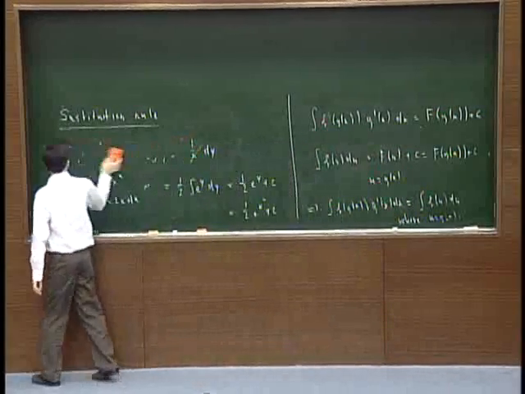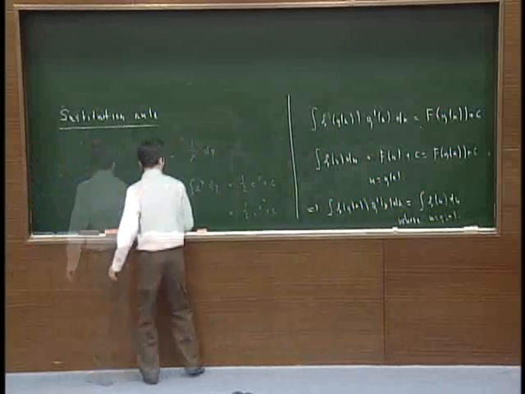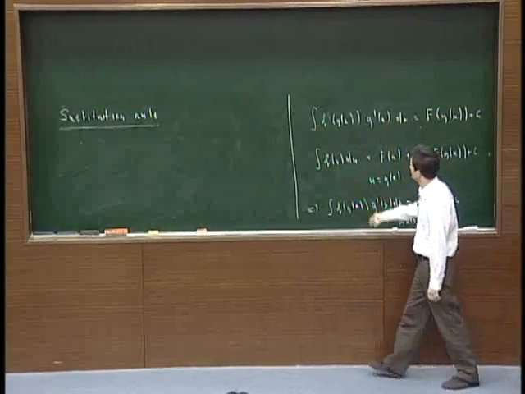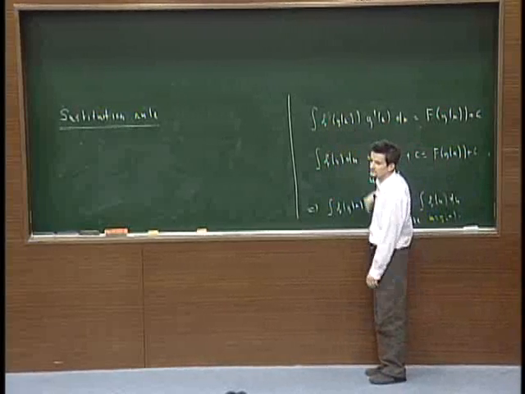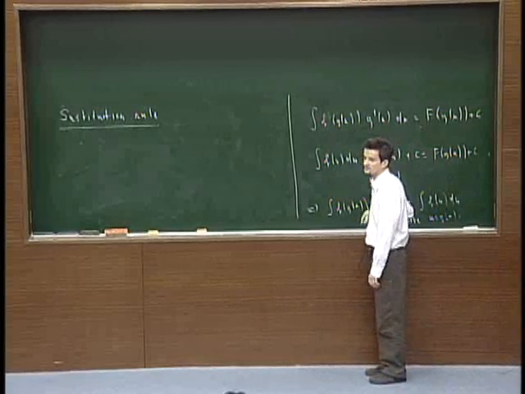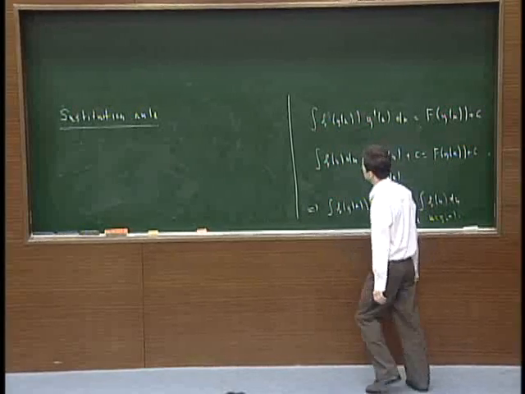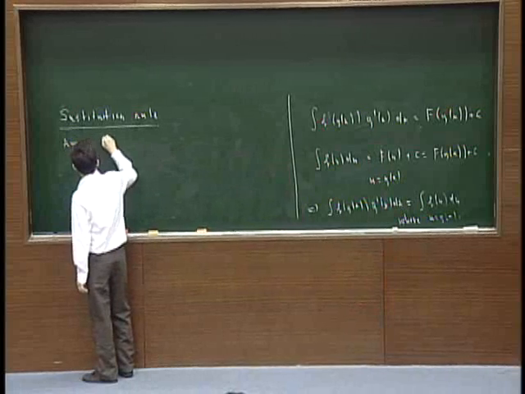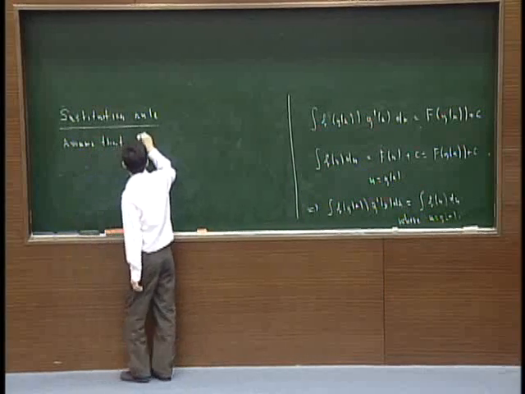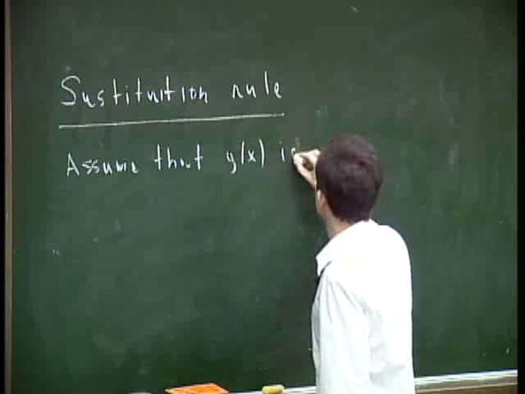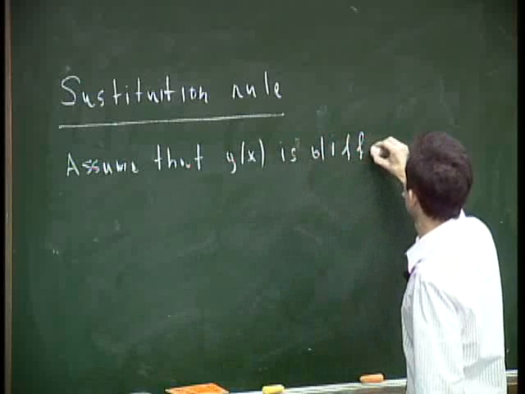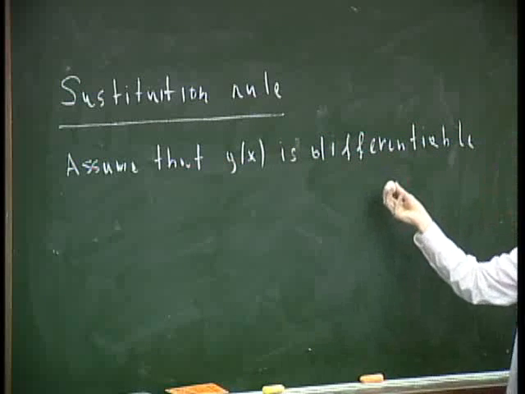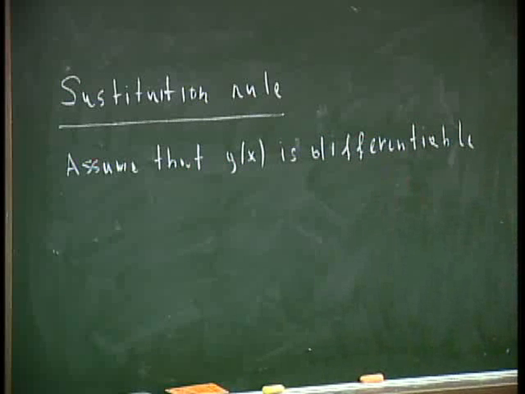So maybe let's formalize the substitution rule. What do I need? I certainly need that g is differentiable, and I need that small f has an antiderivative. Then this reasoning is justified. So I need some assumptions. I assume that g of x is differentiable. This I certainly have to assume because I want to consider this integral.